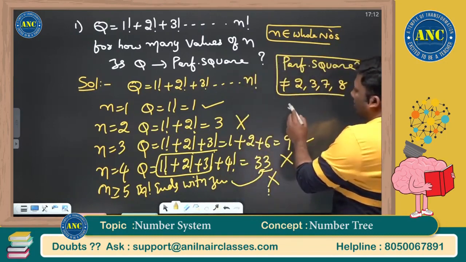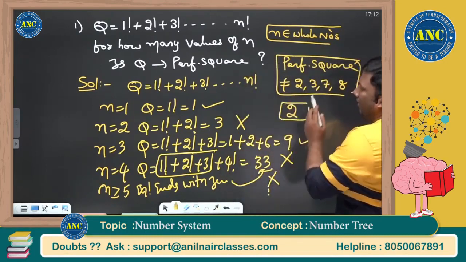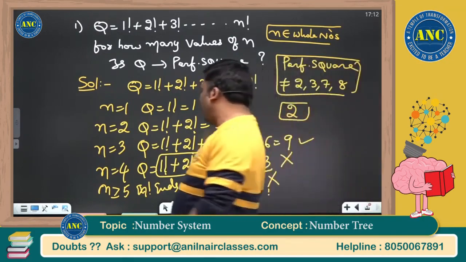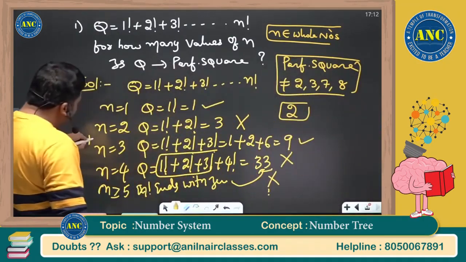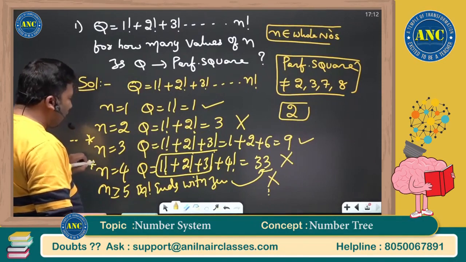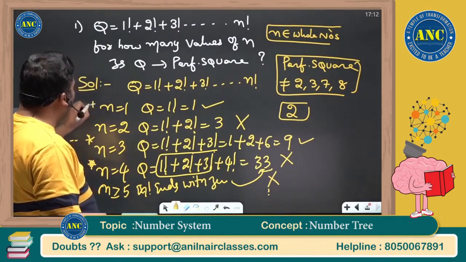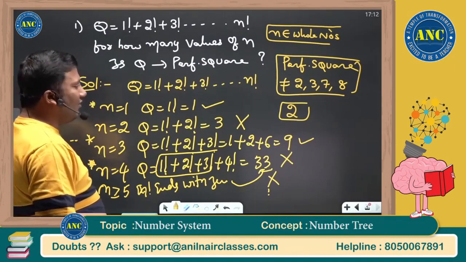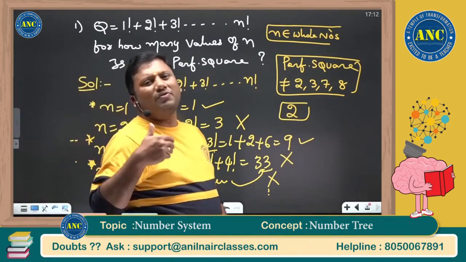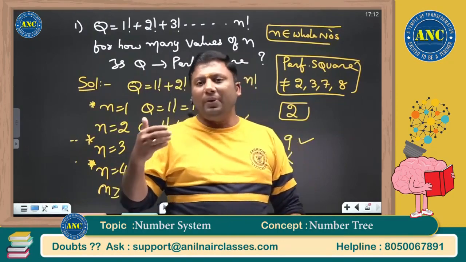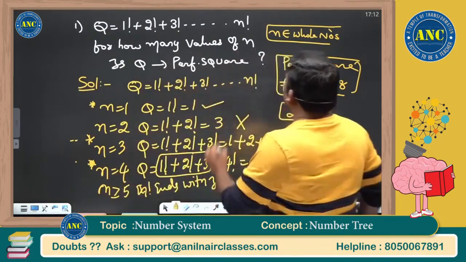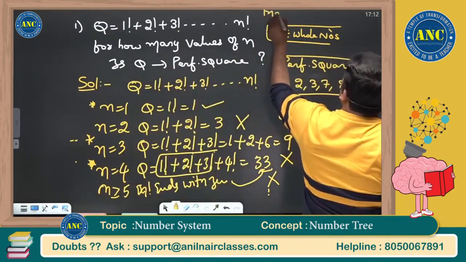So for how many values of n is this Q a perfect square? 2 values. What are those 2 values? n equal to 3 and, sorry, n equal to 1. n equal to 4 is giving you 3 at the end. This is one of the age-old mathematical Olympiad questions and an original management examination question.